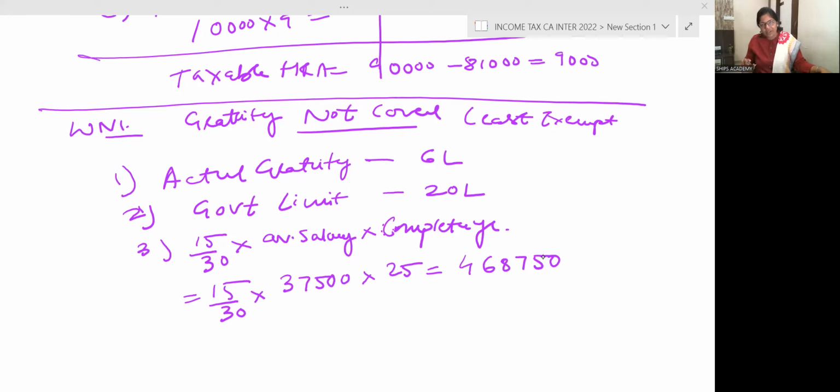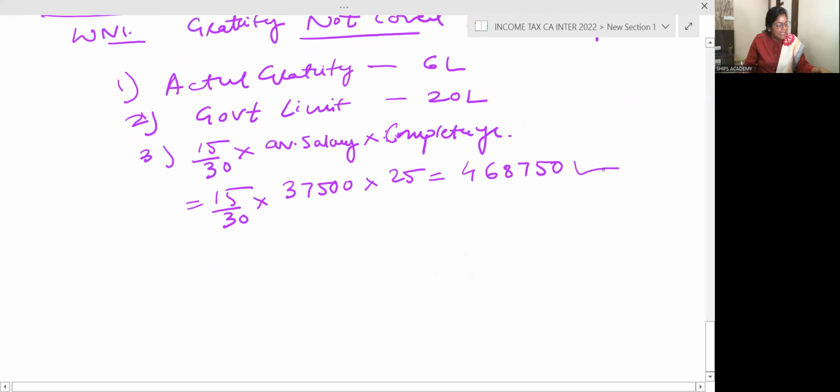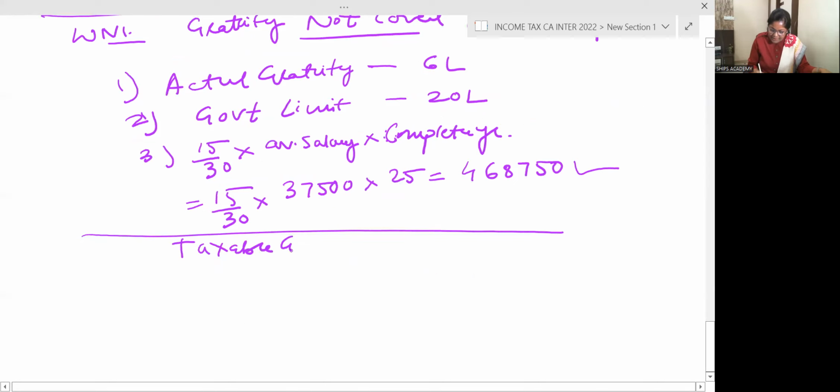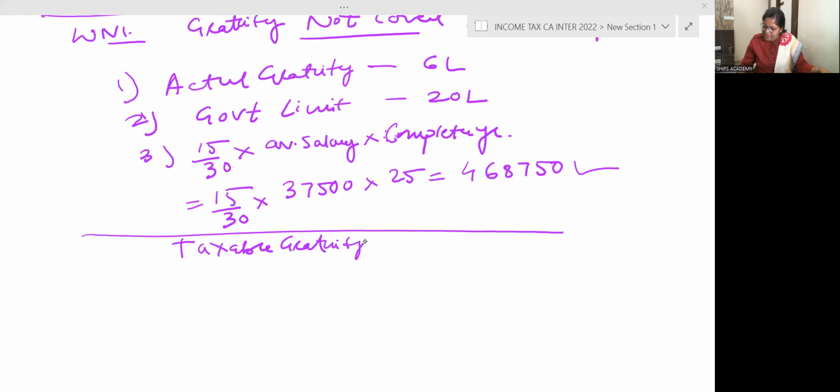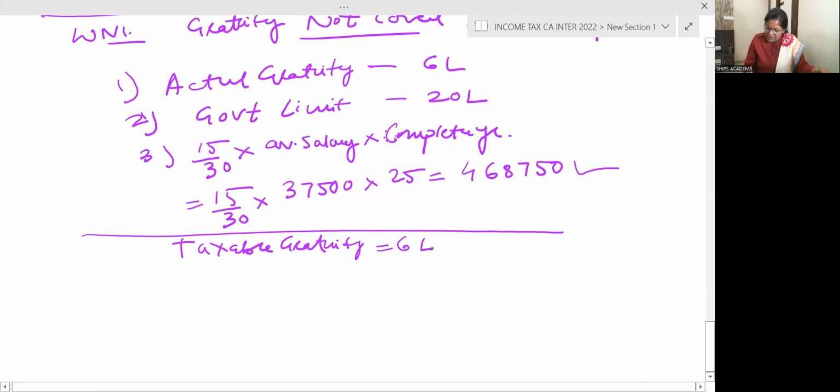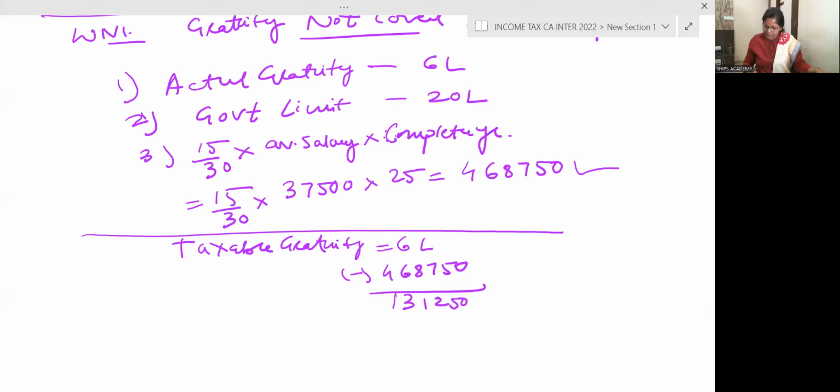Is gratuity clear? Has anyone been left behind in the class? Done? So the least is exempt. 468,750. So can I write here only in the working note? Taxable gratuity. How much is the taxable gratuity? 6 lakhs minus 468,750. How much? 131,250. 131,250 is the taxable gratuity.